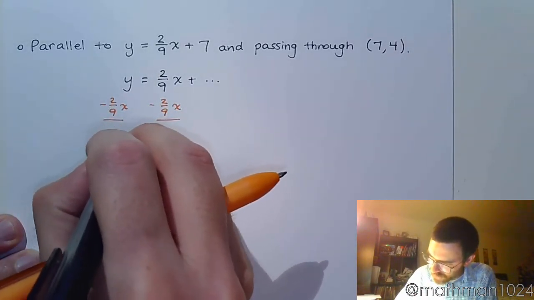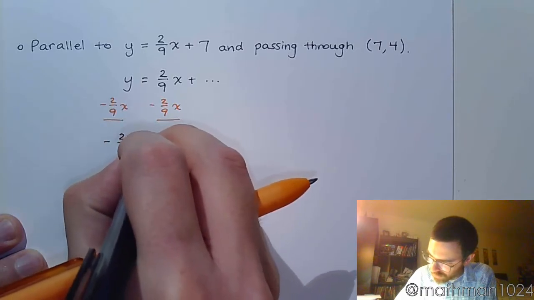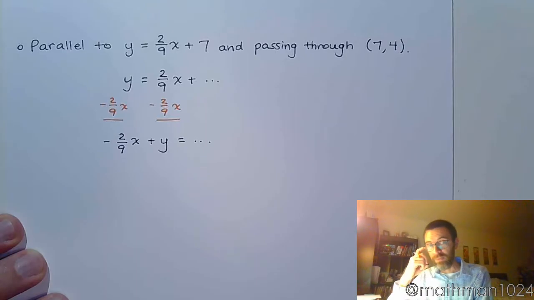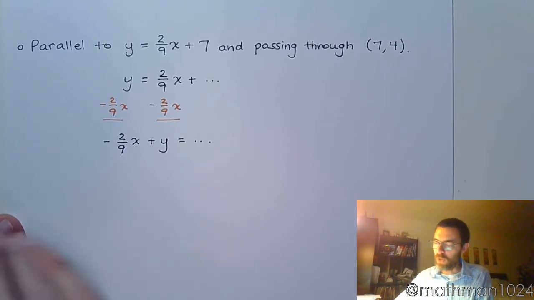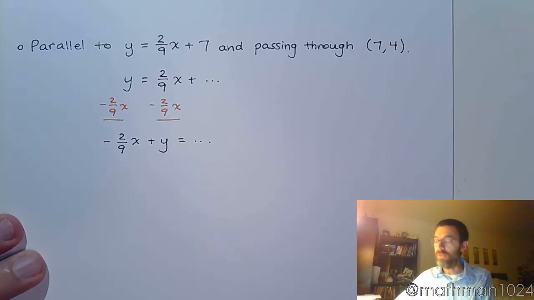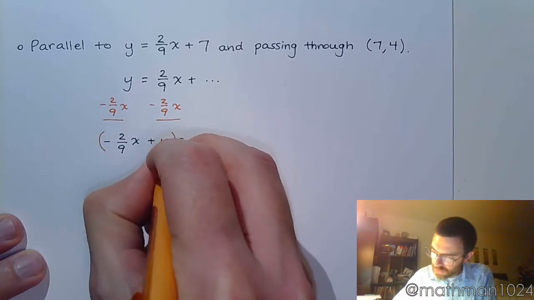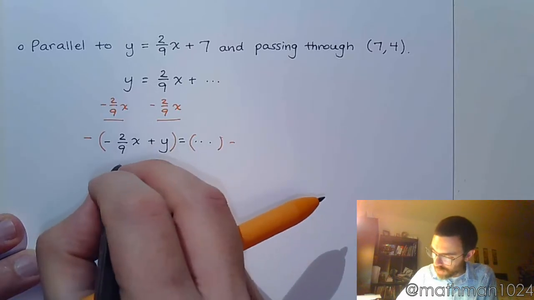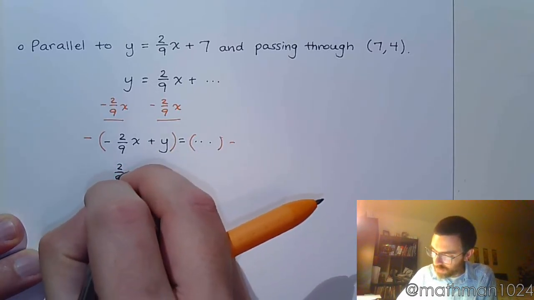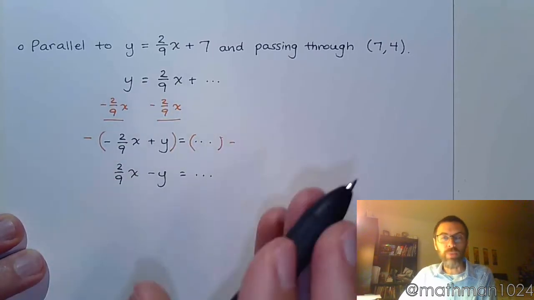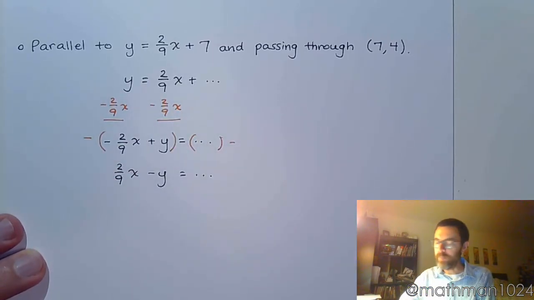So we now have negative 2/9 x plus y equals something. Well, two things are wrong here. We're not supposed to have fractions and we're not supposed to have a negative. So let's get rid of the negative first. And we can easily do that by multiplying both sides of the equation times a negative, which now makes this positive 2/9 x minus y equals something. Again, I'm going to get to that.